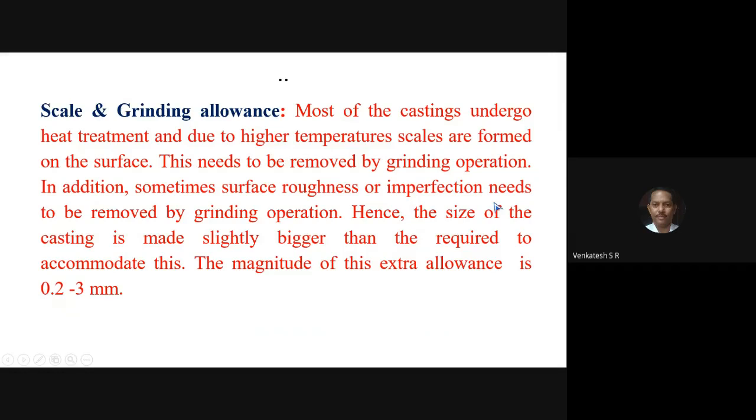Next, scale and grinding allowance. Usually, the scale and grinding allowance ranges from 0.2 to 3 millimeter. This is very little when compared to shrinkage allowance and machining allowance. This again depends upon the type of metal, the type of process and the type of the casting, and ranges from 0.2 to 3 millimeter.